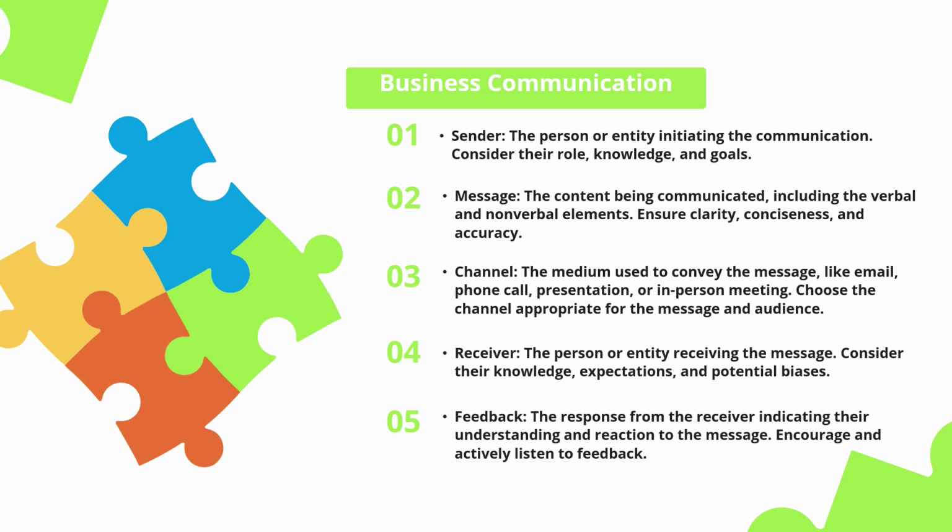The fourth one is the receiver. The person or entity receiving the message; consider their knowledge, expectation, and potential bias. The receiver is the person who understands the sender's message, and who determines whether the communication is successful or not. When the receiver gets a clear and concise message from the sender, with every detail the sender wants to deliver, then the communication is totally successful. So the whole communication depends upon the sender, receiver, message, and channel. The last one is feedback.